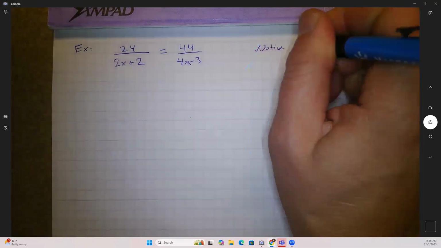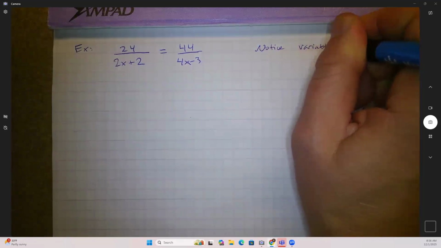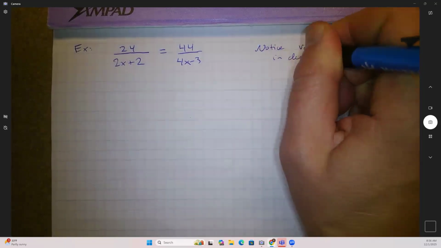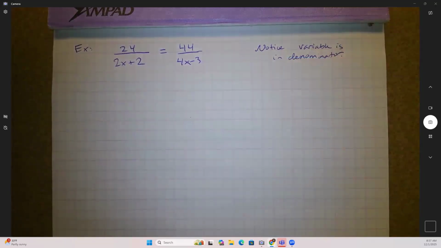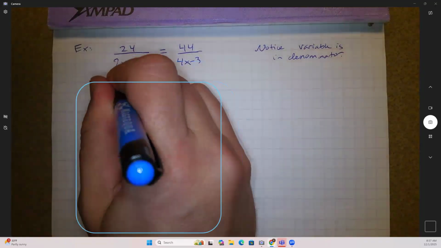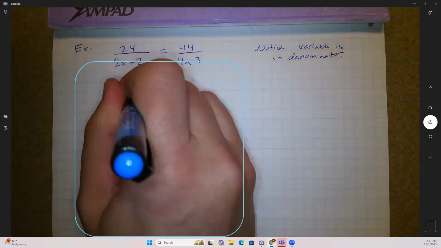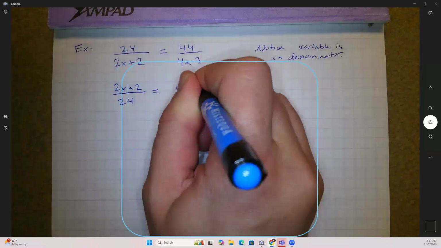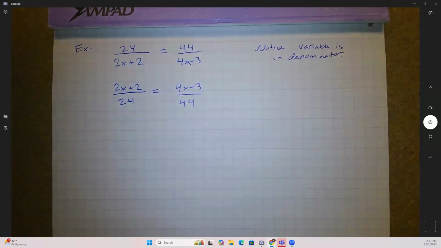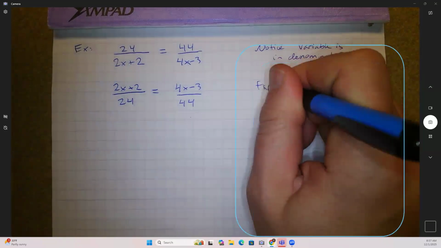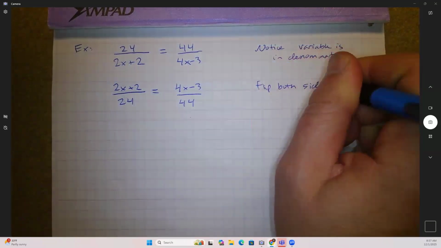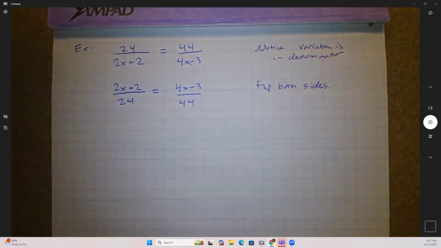First, notice the variable is in the denominator. And I don't want it to be in the denominator. So what can I do? I'll just flip both sides because the ratios convey the same information regardless of which is on top. Now I have to flip both sides in order to make sure they're still equal. If I only flipped one side, they wouldn't be equal anymore.